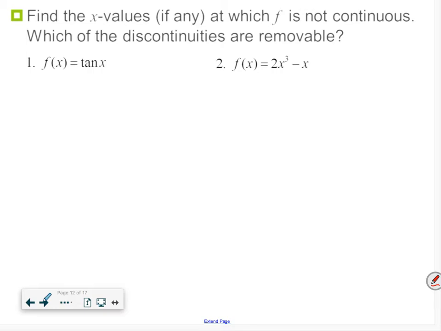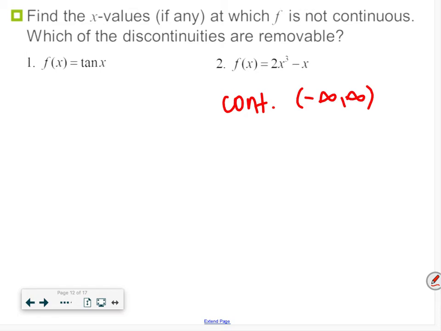Okay. What type of equation do we have in 2x cubed minus x? A polynomial. And what did we decide polynomials would always be? Continuous. They're always continuous. So we are continuous everywhere. That's also a nice way to start out, right? First example is just continuous. Now, number 1, tangent.